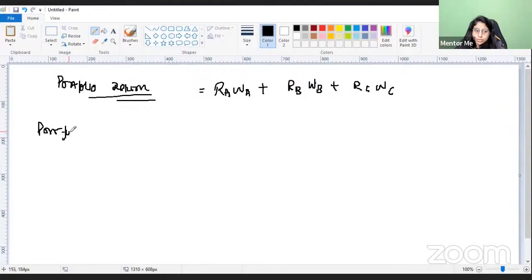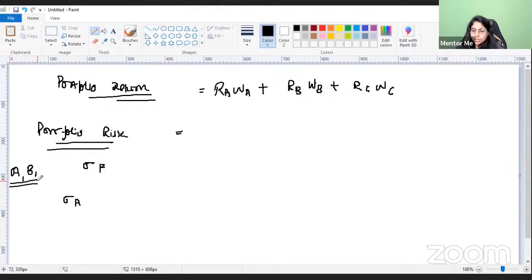What about the portfolio risk? How do we calculate the portfolio risk? Yes, we calculate the standard deviation of the portfolio. For that, we need the standard deviation of A. Let's consider two securities, A and B. Okay, so there are two securities, A and B, in our portfolio. We want to know the portfolio risk or the portfolio standard deviation that we have.